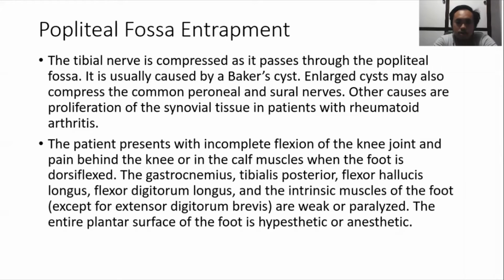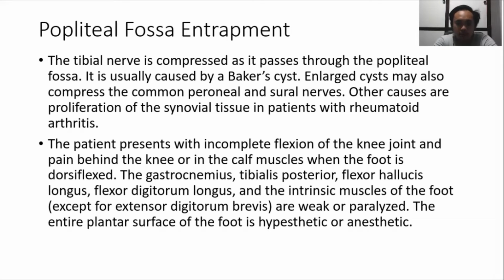So, popliteal fossa entrapment. The tibial nerve is compressed as it passes through the popliteal fossa. It is usually caused by a Baker's cyst. An enlarged cyst may also compress the common peroneal and sural nerve. Other causes are perforation in the synovial tissue in patients with rheumatoid arthritis. The patient presents with incomplete flexion of the knee joint and pain behind the knee or in the calf muscles when the foot is dorsiflexed.